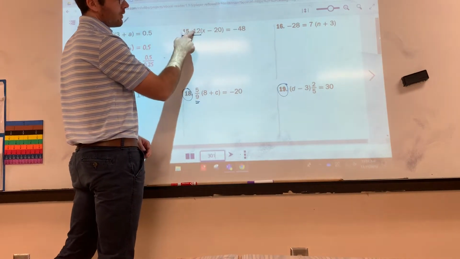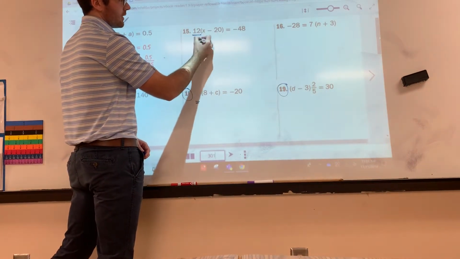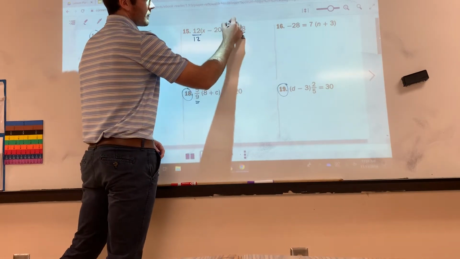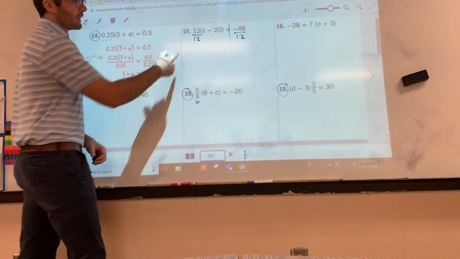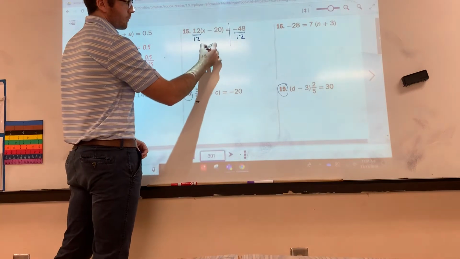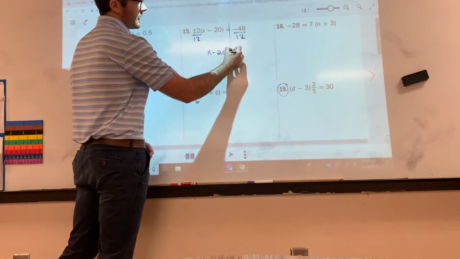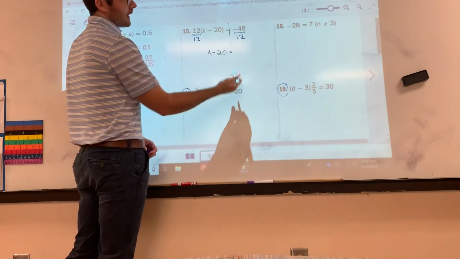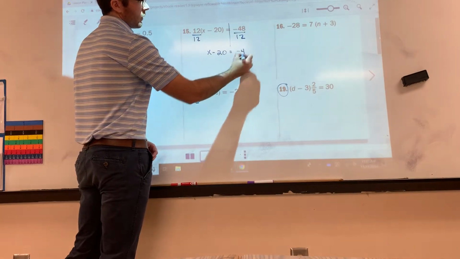We've got, instead of 12 groups of x minus 20, I'm going to divide by 12 on both sides. So we got that mirror method. Well, now I just have 12 divided by 12 is one group of x minus 20 equals, and then negative 48 divided by 12 is negative 4, okay?